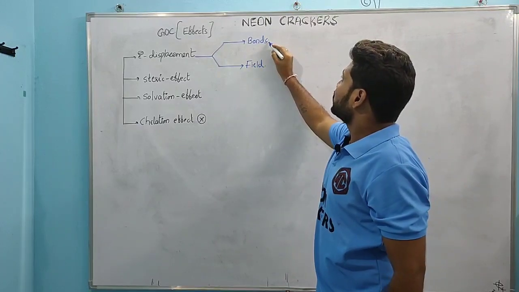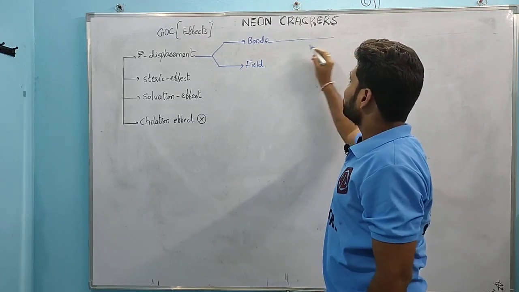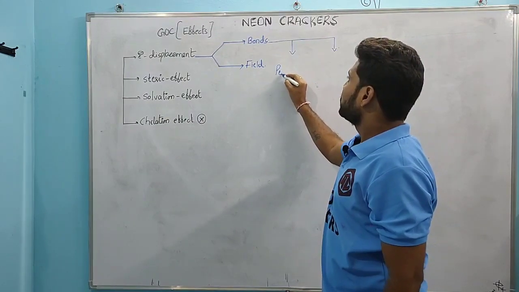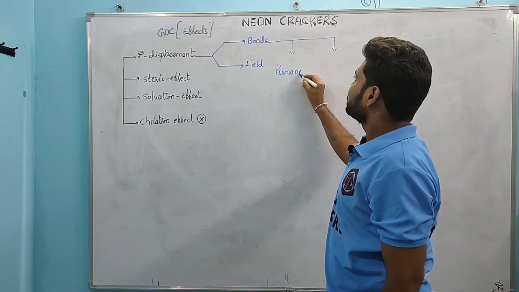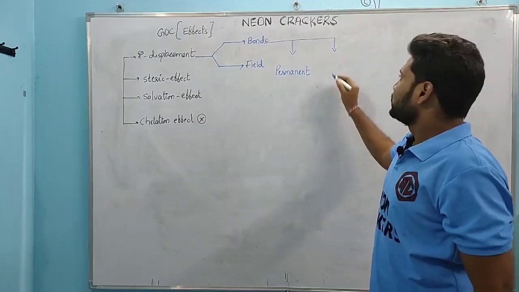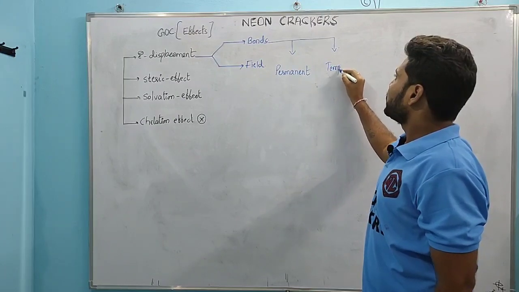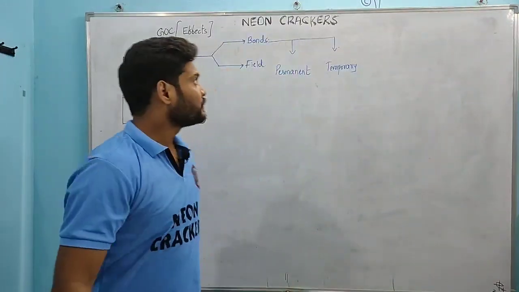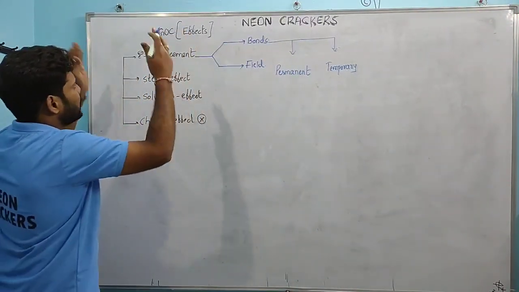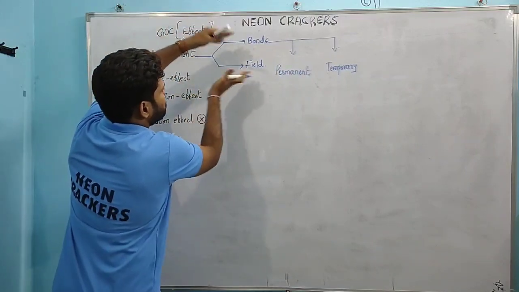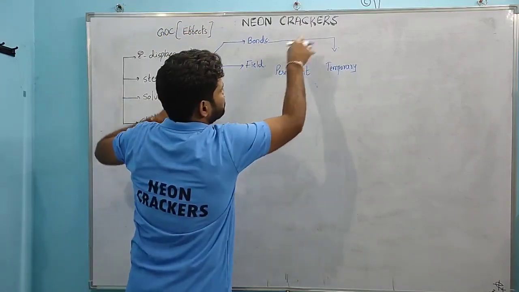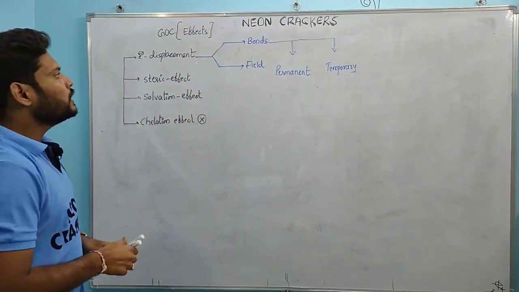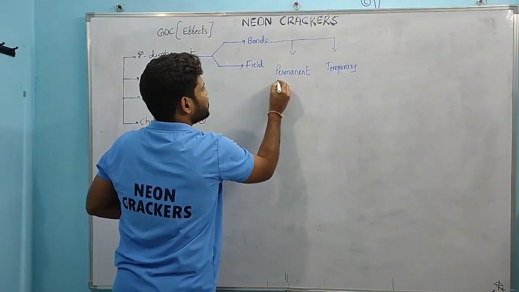Again, through bonds, how many types are there? These are again two types. The first one is the permanent effect. The second one is the temporary effect. This is the division of all the effects. So electronic displacement has two types: bond and field effect. Again bond is divided into two types: permanent effect and temporary effect.